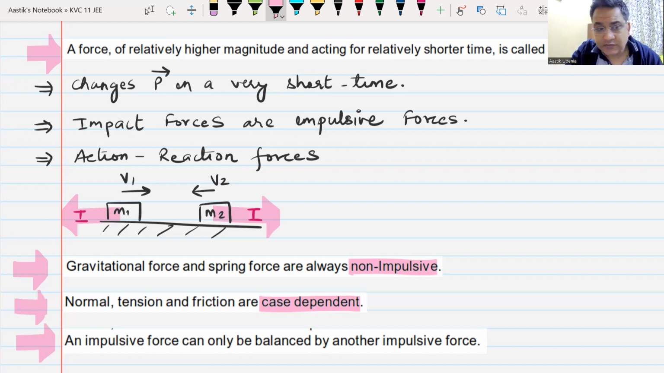Impulsive forces are forces of large magnitude acting for a very short duration of time. Gravitation and spring forces are not impulsive. Have you noted this down? Yes or no? Okay. Note it down fast.